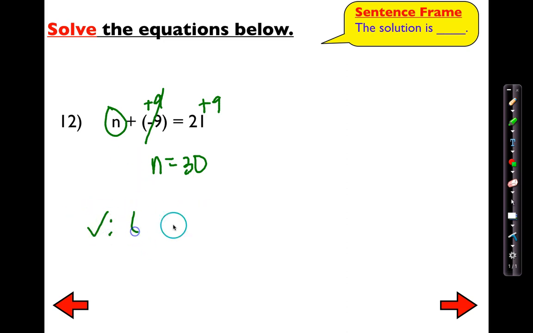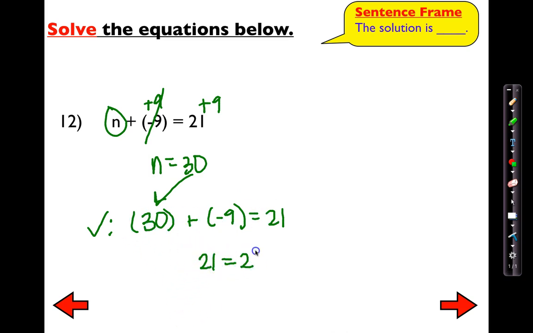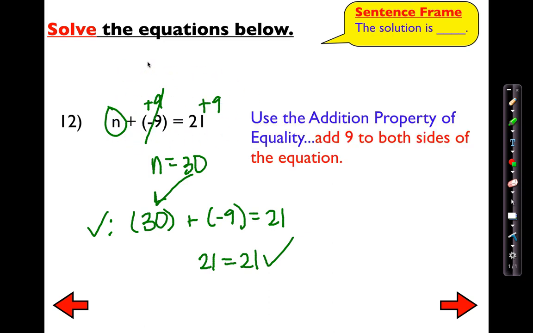So here, n plus a negative 9 equals 21. So n is 30, so we're plugging that in. 30 plus negative 9, there are more positives. 21 to be exact. This is true. So I'm going to go ahead and say the solution is n equals 30. And here, what property did I use? I added 9 to both sides, so I did utilize the addition property of equality.